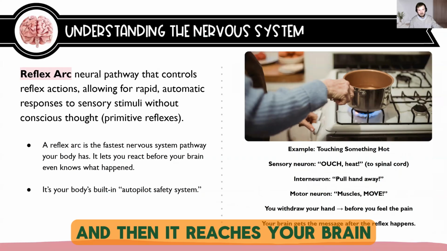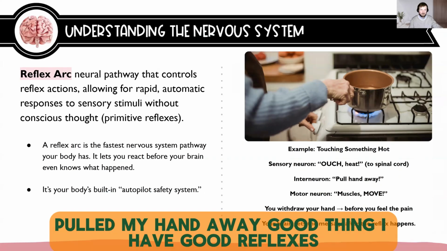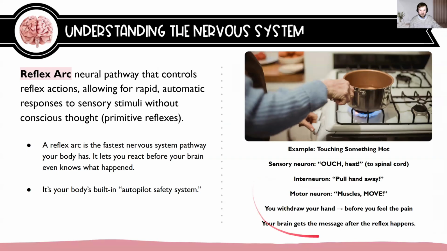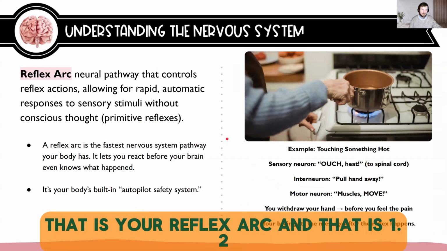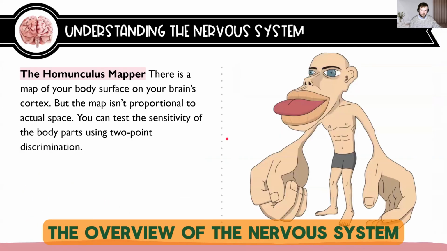And then it reaches your brain and you realize what just happened. Like, whoa, pulled my hand away. Good thing I have good reflexes. That is your reflex arc. And that is 1.2, the overview of the nervous system.